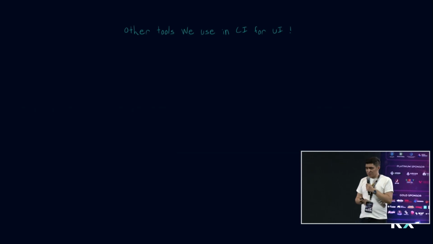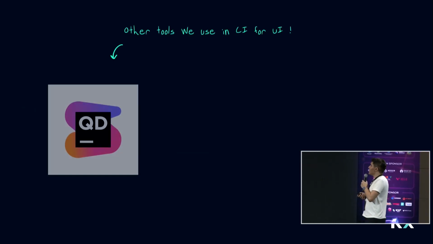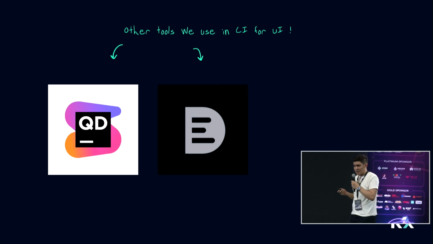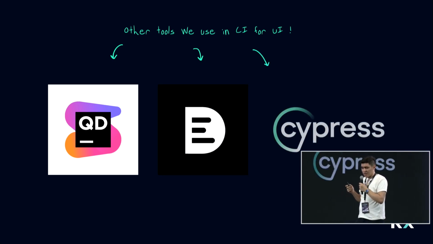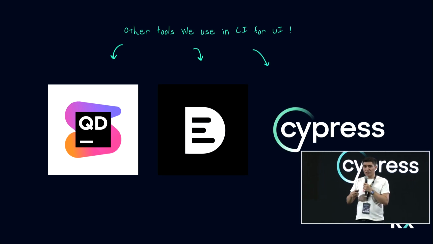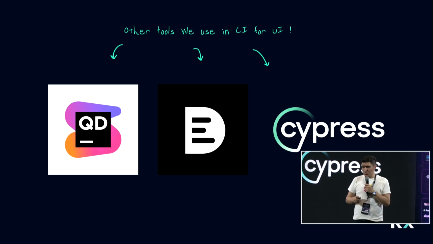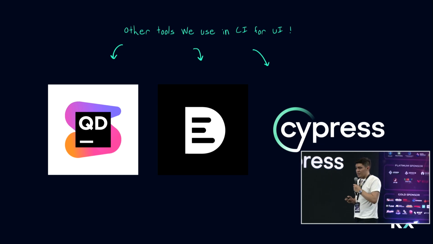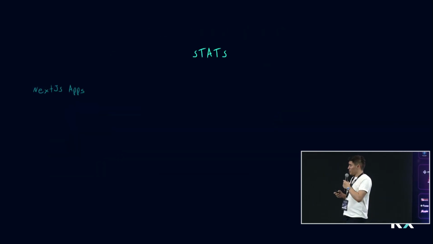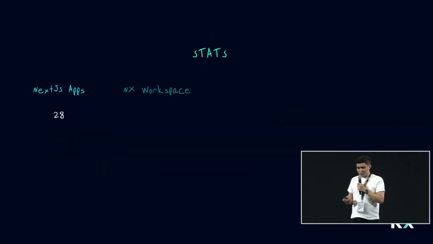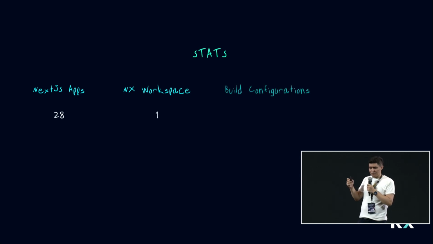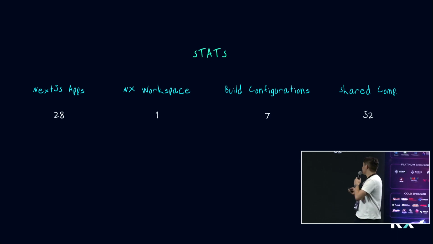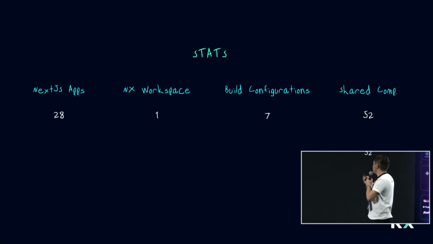So other tools that we used in this are basically Codana, Deep Source, and Cypress, all together in our pipeline to optimize what we actually build. Yeah. So jumping to the stats that we have, clearly we have roughly about 28 Next.js apps, one workspace, 7 build configurations, and pretty much 52 entirely shared components at the same time.